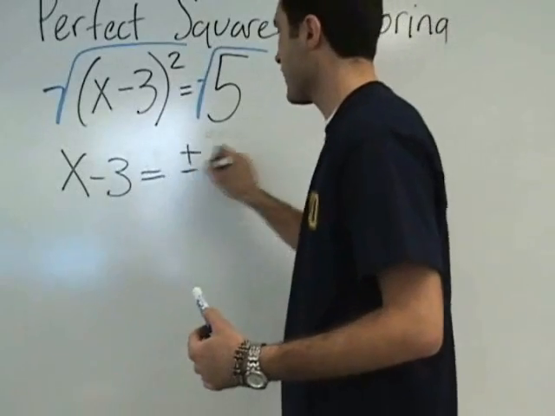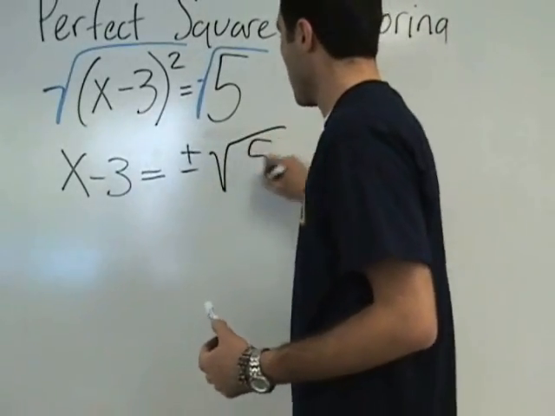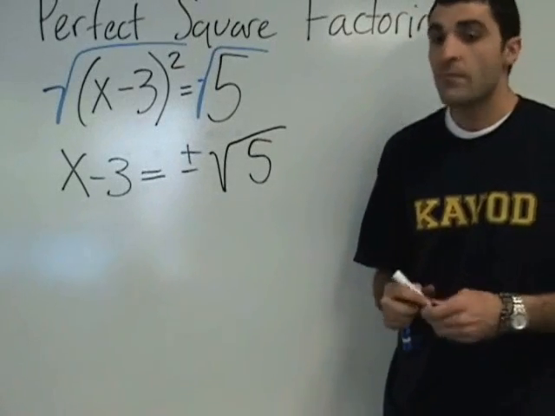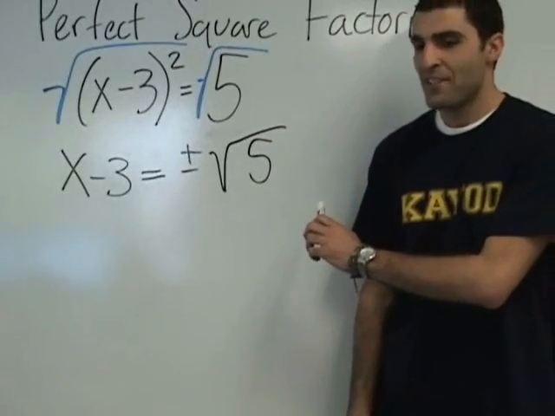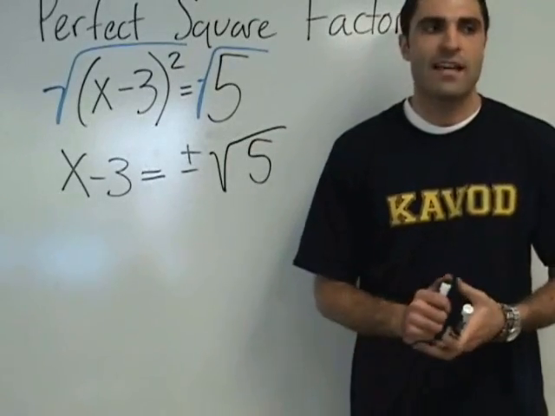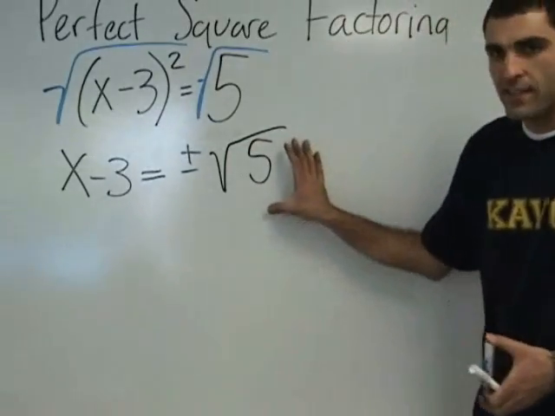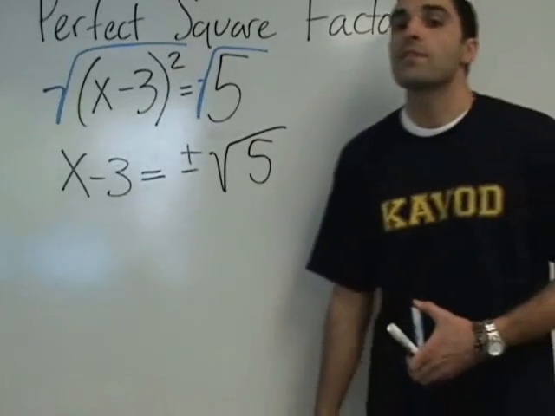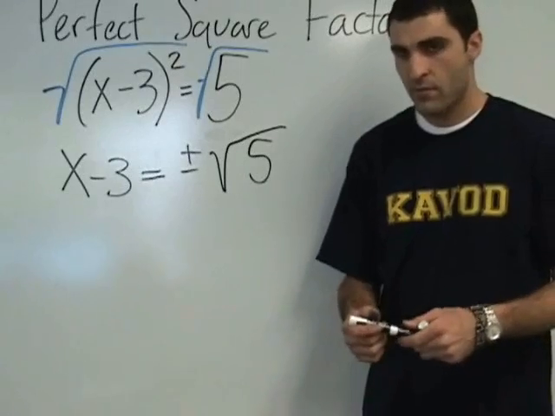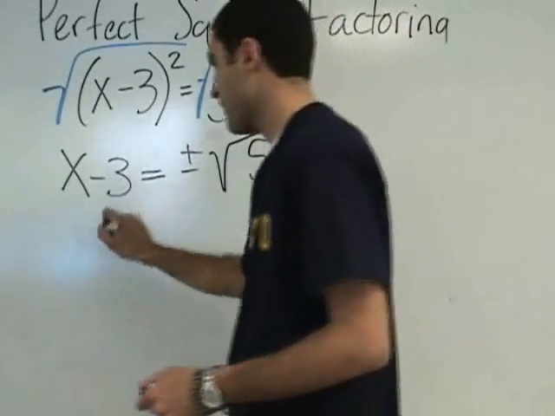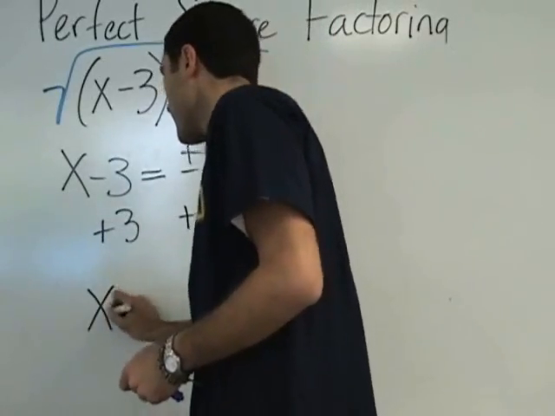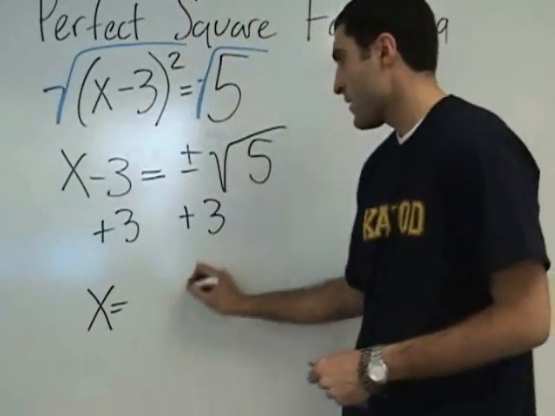2.5? No. 2.5 times 2.5 is not 5. It's about 2.236. Yes, however, just leave it in square root form. That's what they'll ask you to do. So, what do we do next? Solve. Adding 3. So, here are two answers.